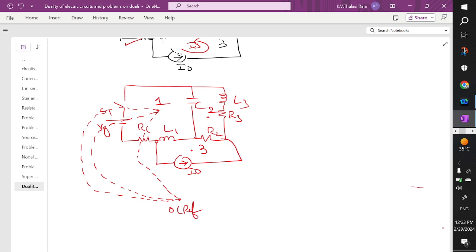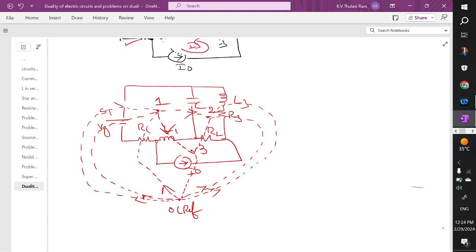And next node 2 to 0, you have one more branch, and node 2 to 0 via L3 you have one more branch. All will travel from 0 to the reference node. Node 2 to 0 completed. This element is common to this one, and this is common to this. And node 3 to 0, the current source is traveling. Between 1 and 2 you have an inductance. Between 1 and 2 you have a capacitance. Between 2 and 3 you have an inductance.